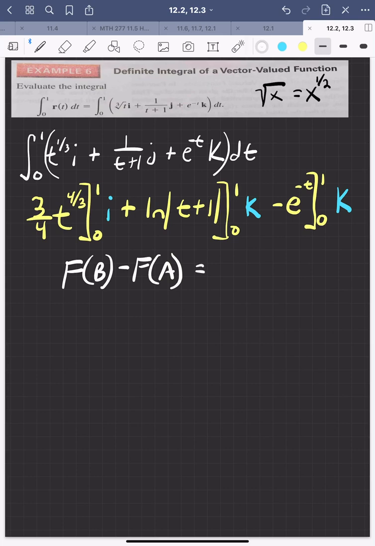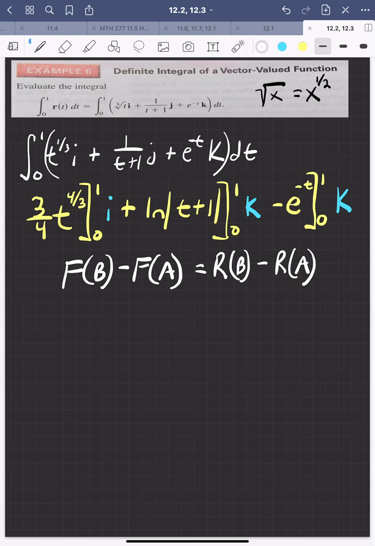So f of b minus f of a, which basically just means your upper bound substituted first minus your lower bound substituted. And now the notation that we're going to use, since we're dealing with vector valued functions, is r. So r of b minus r of a. All right.